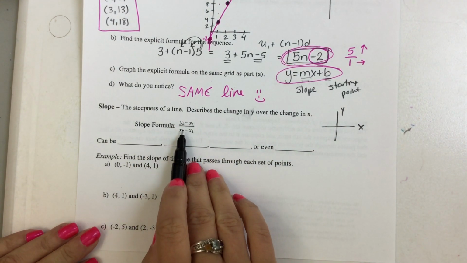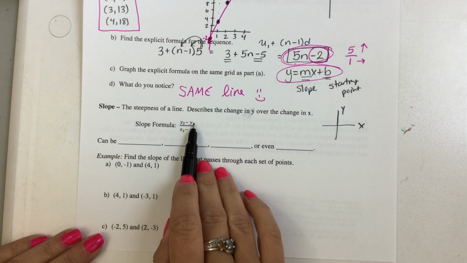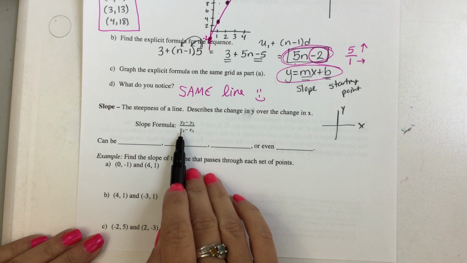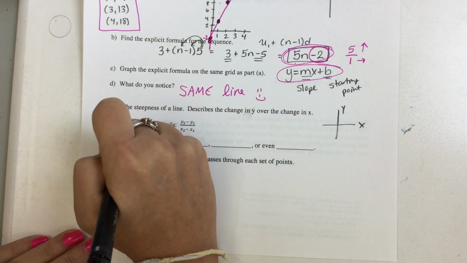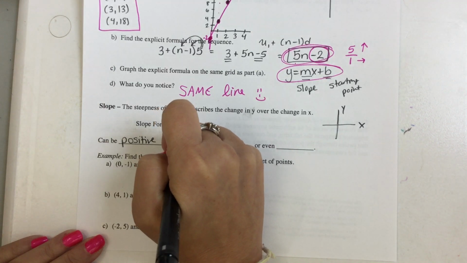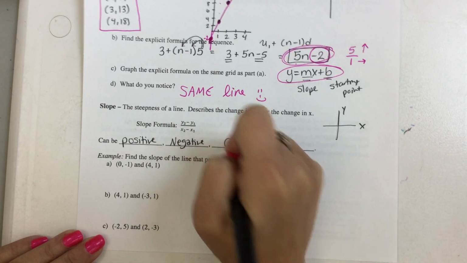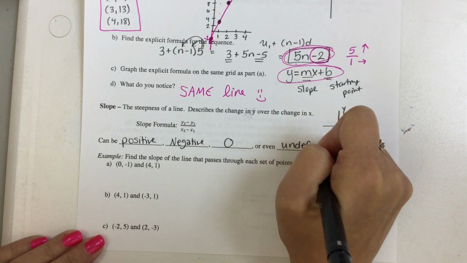So here is your formula. If you are ever given two ordered pairs, you take the y from the second point minus the y from the first point. That goes over the x from the second point minus the x from the first point. And when you calculate this, your slopes can end up positive, they can end up negative, they can end up being a 0, and they can even end up being undefined.